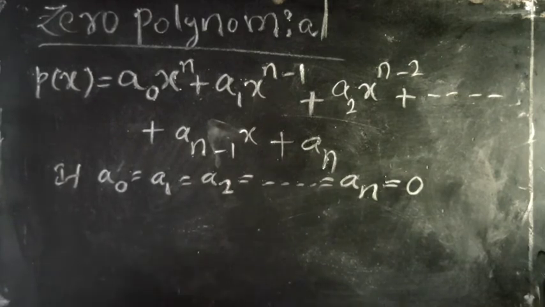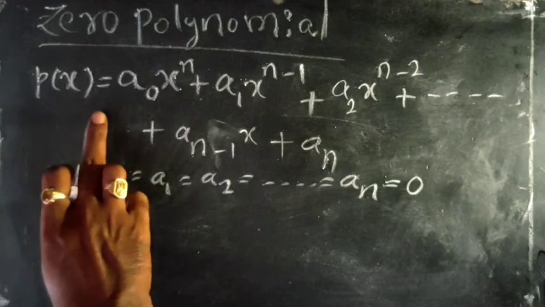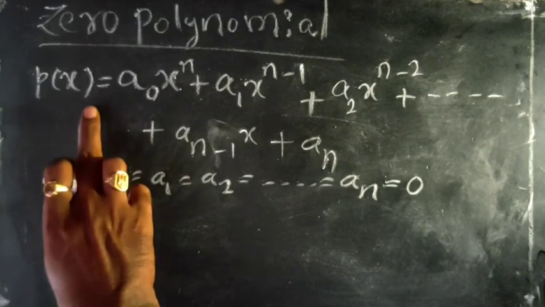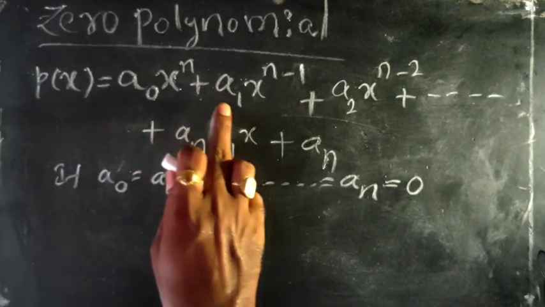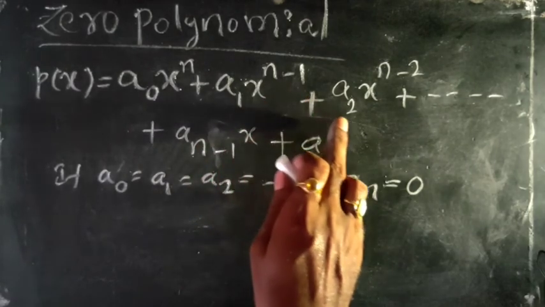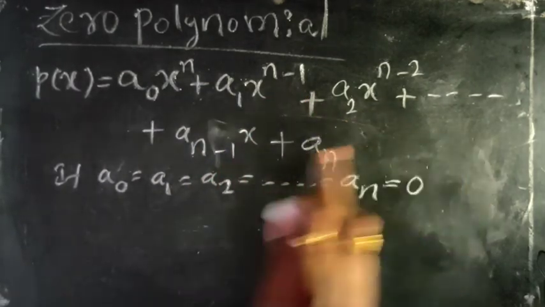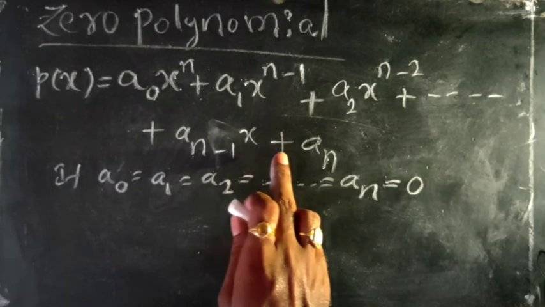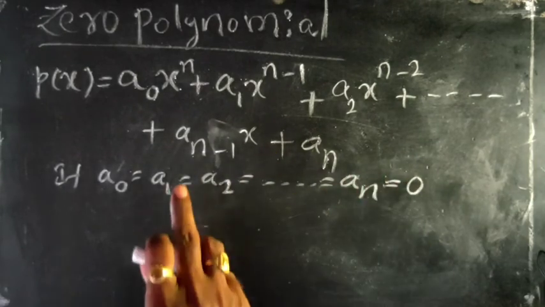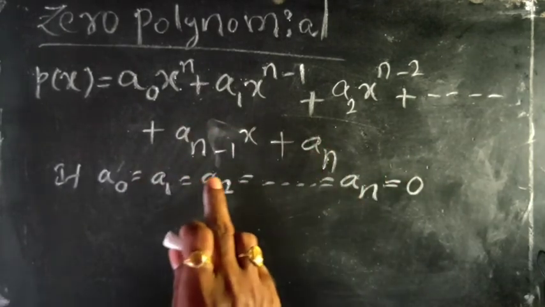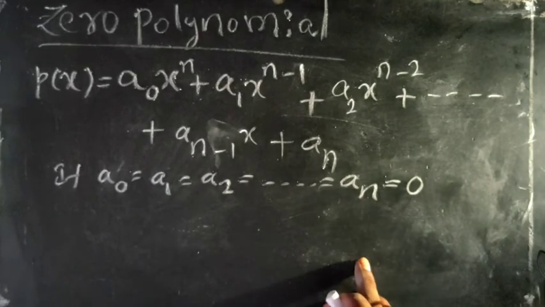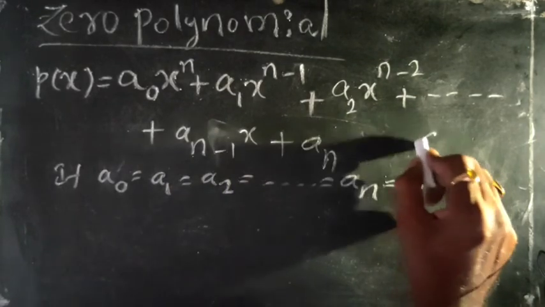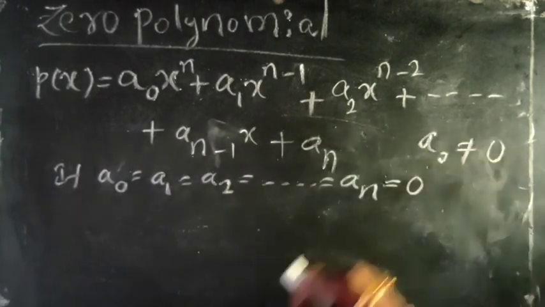Now see another concept, that is zero polynomial. Already earlier we discussed in types of polynomial, but one more time I want to revise this point. This is the general form of a polynomial: P of x is equal to a naught x power n plus a1 x power n minus 1 plus a2 x to the power of n minus 2 plus and so on plus a n minus 1 x plus an, where a naught, a1, a2 and so on, a n minus 1, an are the real coefficients, and particularly here a naught is not equal to 0.